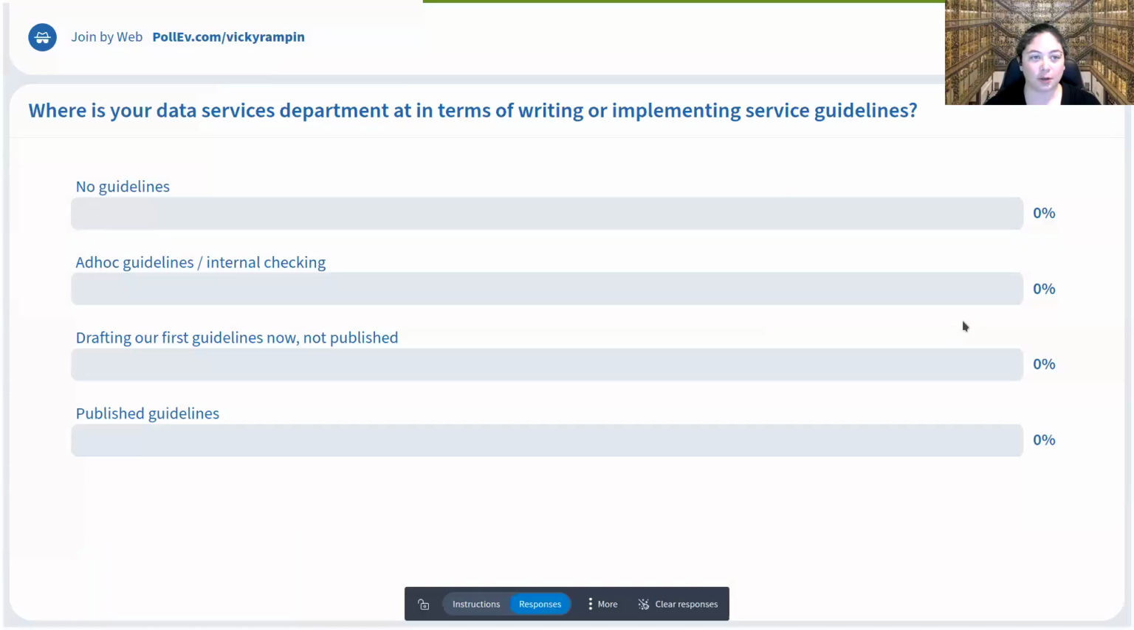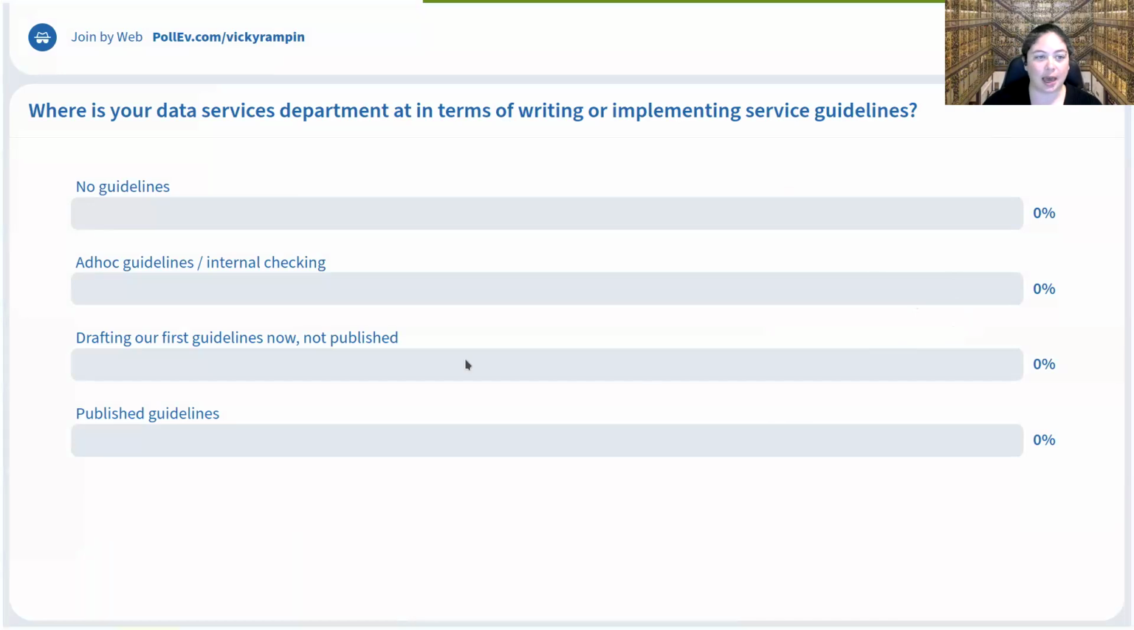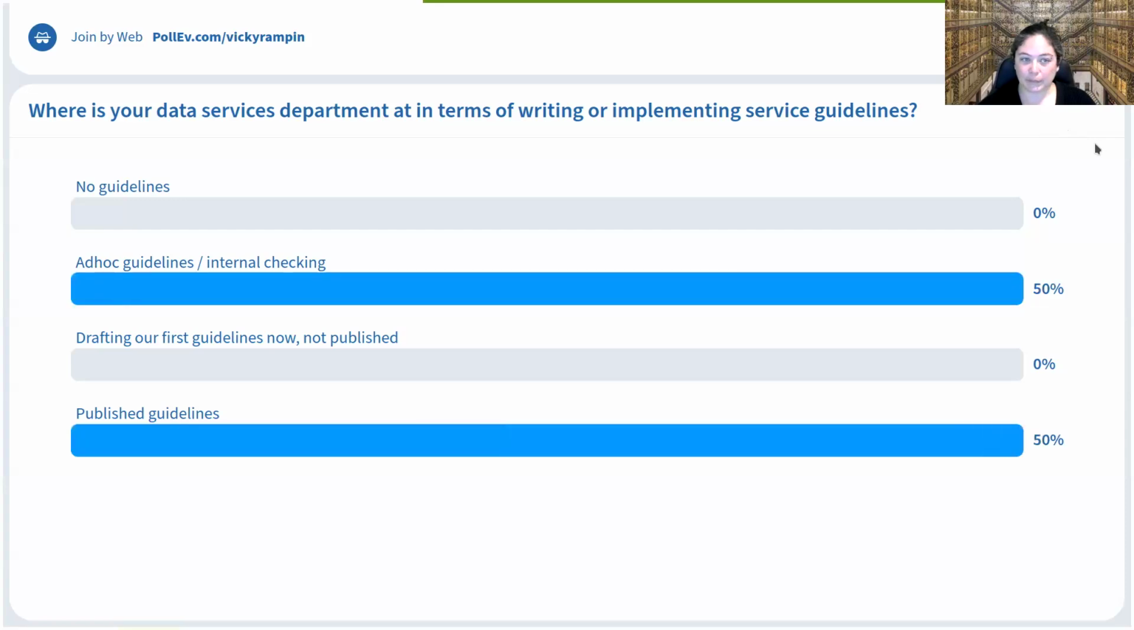But first, we're just wondering where everyone is at. So we did have a little poll, and I will put that in there. We were just wondering if people could tell us where your data services is at in terms of writing or implementing service guidelines. And hopefully that should just work. But let me know. Okay, if you publish guidelines.